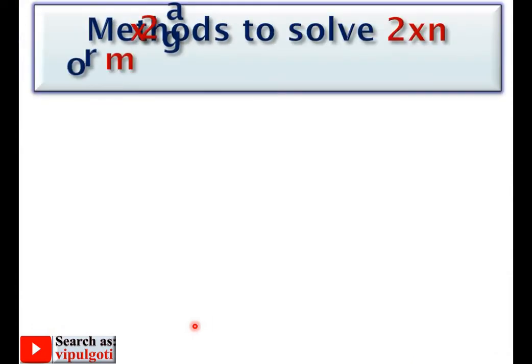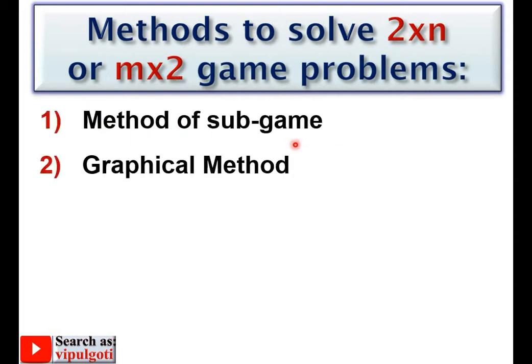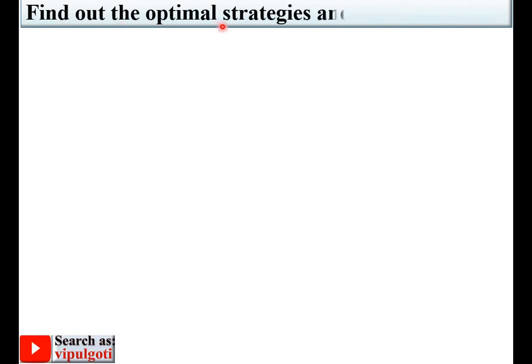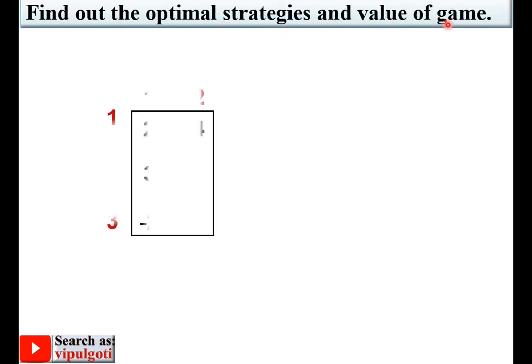So now let's take one example. So simply we can say the methods to solve 2 by n or m by 2 game. There are two different methods, method of subgame and graphical method. But in this video, we are going to focus on this first method, method of subgame. So let's take first the example. Find out the optimal strategies and a value of game. And this payoff matrix is given to you.